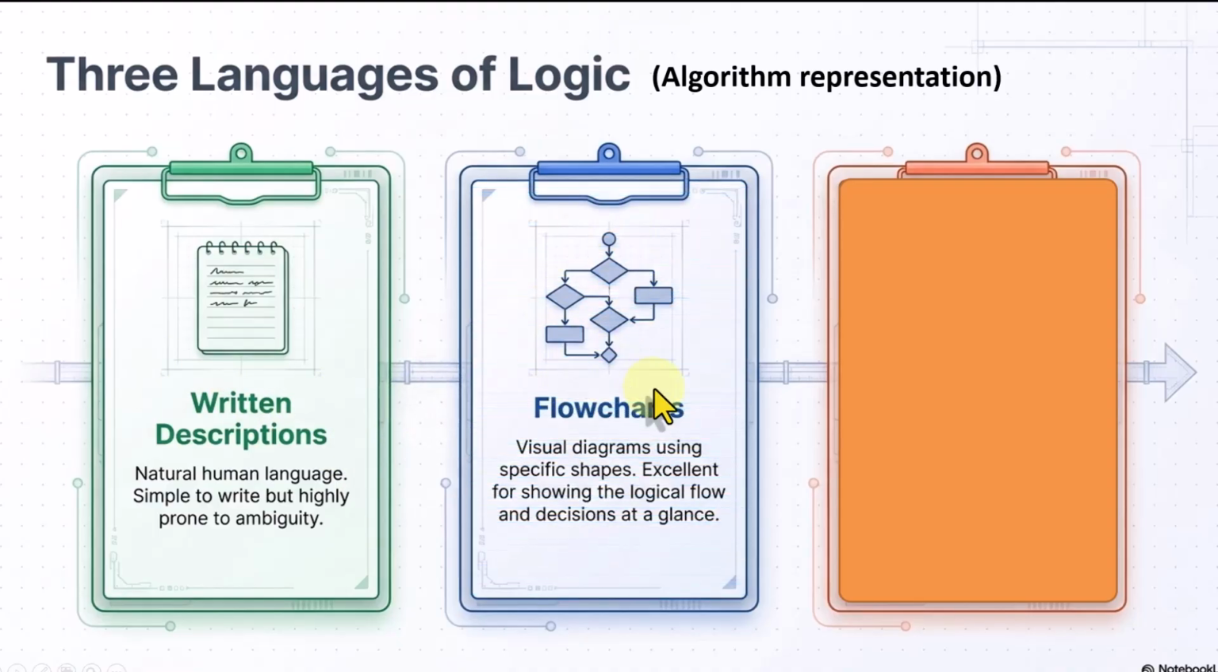The second one is flowcharts. A flowchart is a visual diagram using specific shapes. Each shape means something specific. It is excellent for showing the logic flow and decisions at a glance, so it is easier and faster to understand. So that is flowchart.